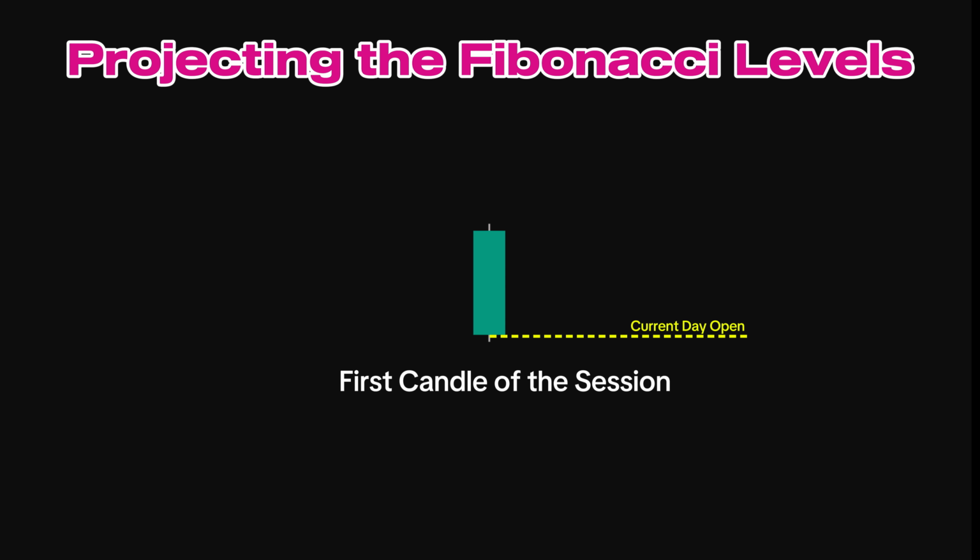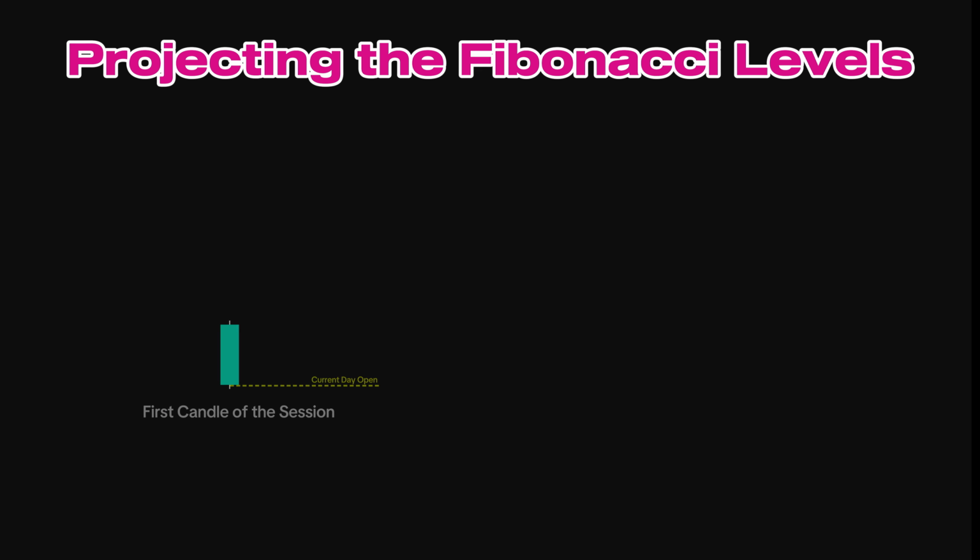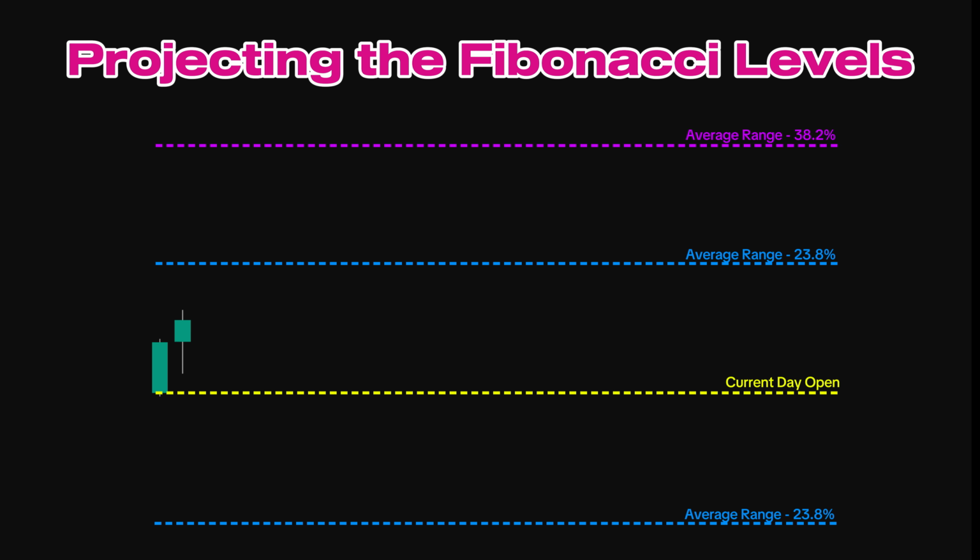With the average tick range over the past 14 sessions established, the indicator can now project Fibonacci levels on the chart by applying predefined Fibonacci ratios to this average range. Since the Fibonacci levels are anchored to the current day's opening price, the reference point remains consistent across all time frames. Whether you are analyzing a 1-minute chart or a 4-hour chart, the current day open value does not change. Now that we've established the logic behind how these levels are calculated, let's transition to the charts and observe how the indicator performs in a live market environment.